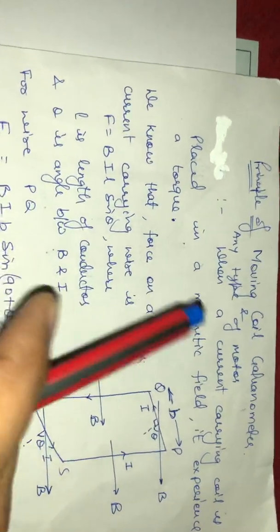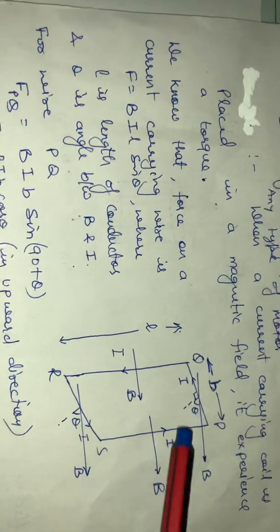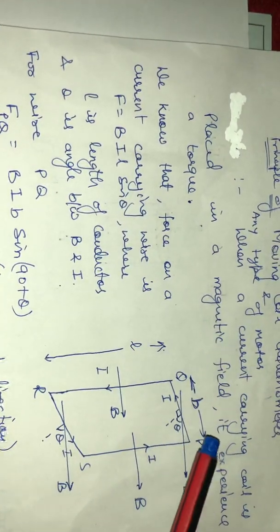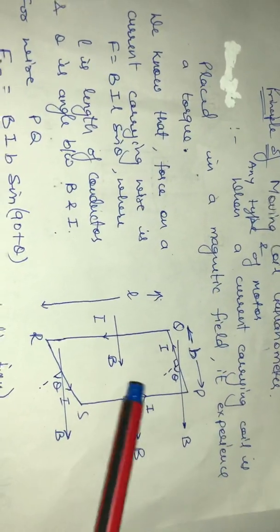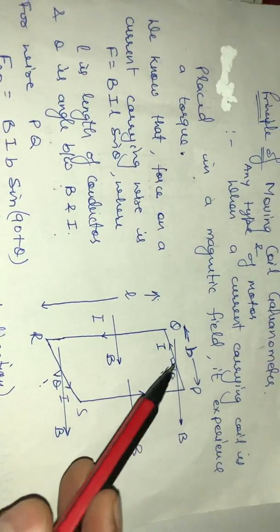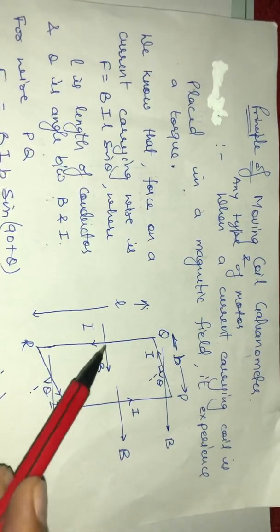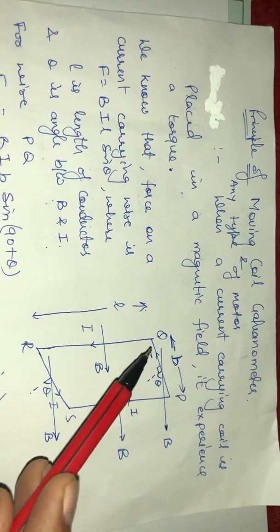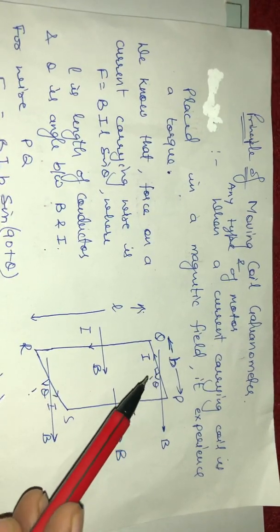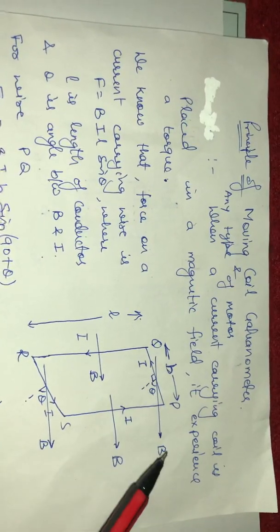Today we discuss the principle of moving coil galvanometer, that is, a current carrying loop placed in a magnetic field experiences a torque. In the given figure we are showing that the current I is moving in the coil, and the magnetic field is in this direction. These dotted lines are perpendicular to the plane of the coil, and the magnetic field is in this direction.